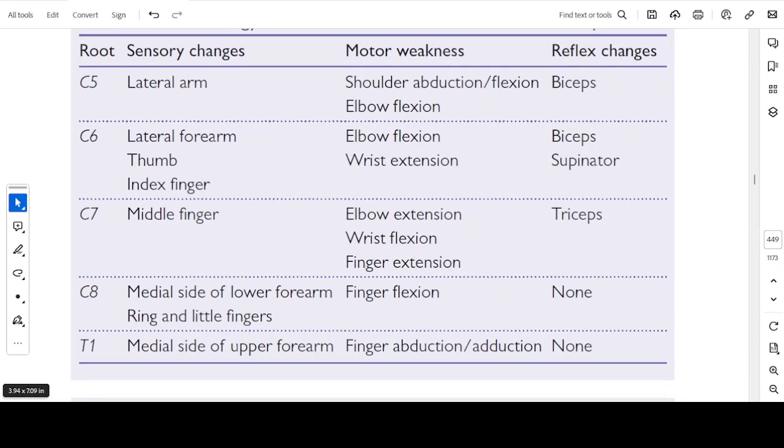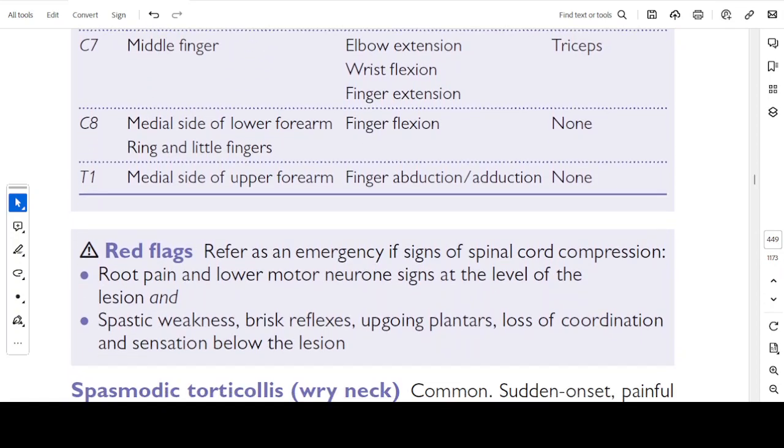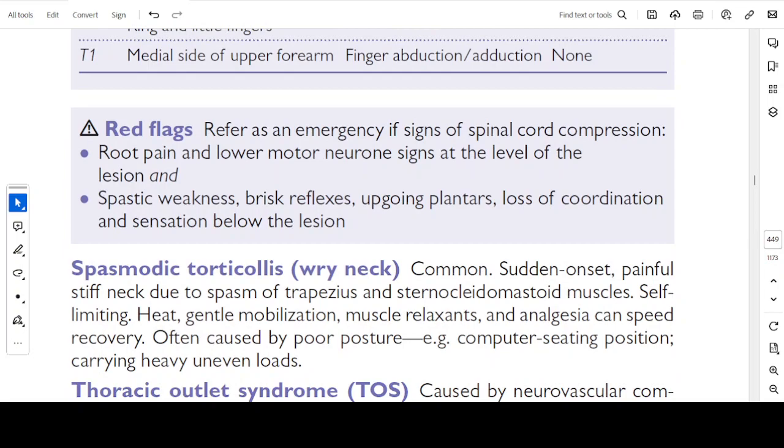C8: medial side of the lower forearm, ring and little fingers, finger flexion. So flexion of all the fingers is affected, because the small intrinsic muscles of the hand are affected. No reflex is affected. T1: medial side of the upper forearm, finger abduction and adduction are affected. If T1 is compressed or entrapped, no reflex changes. So this has been asked many times, so you need to read it again and again to remember this.